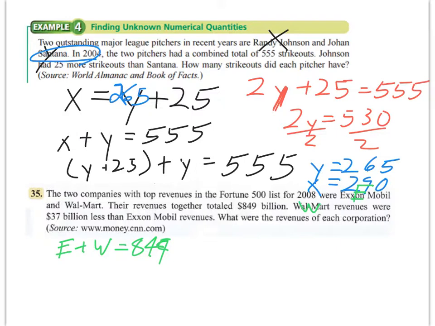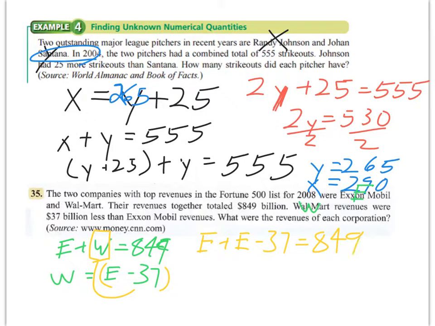And we know Walmart revenues were $37 billion less than ExxonMobil. So to get Walmart, you could start with ExxonMobil and then take away $37 billion. So we know W is the same as E minus 37. So again, it's basically a substitution, although we haven't talked about substitution yet. But we get the equation E plus E minus 37 equals 849. So not too difficult to solve that one.